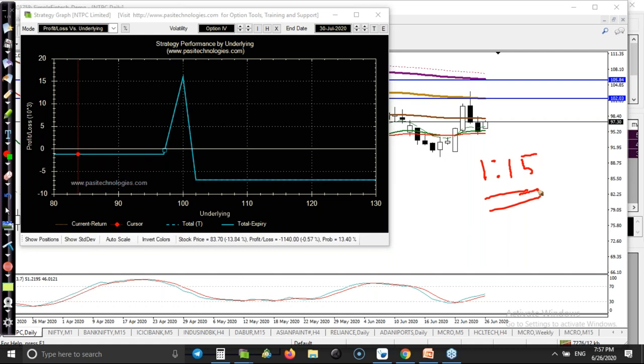This is the profit ratio. In stock trading we usually get 1:2, sometimes 1:1.5 profit, right? Different. But in this strategy, if we are correct and price goes up toward where we are expecting, like this level, our profit ratio is 1:15. Loss will start from that area. This is the break even point, somewhere here.